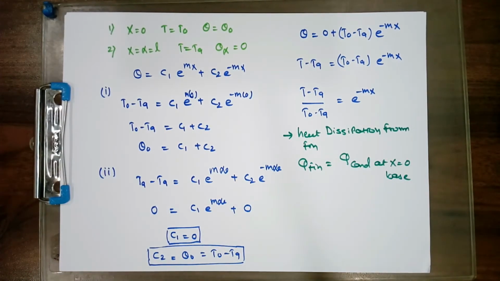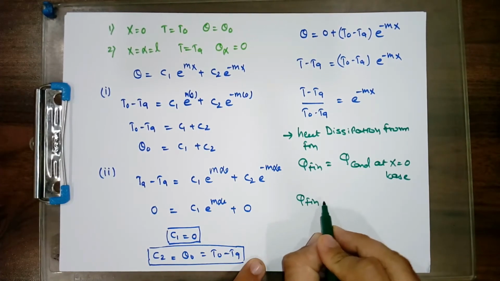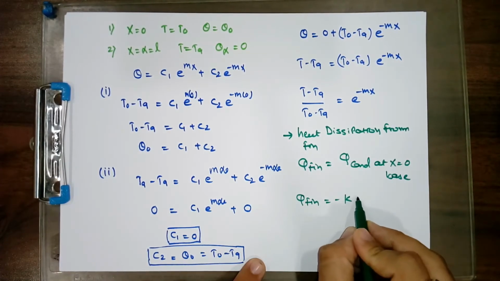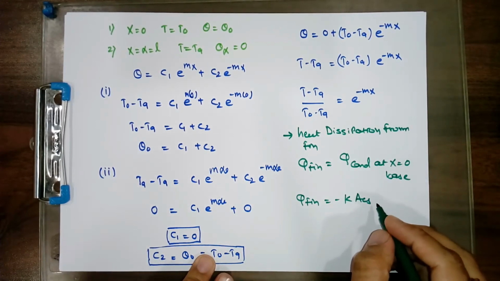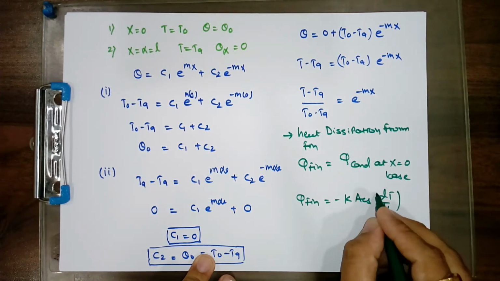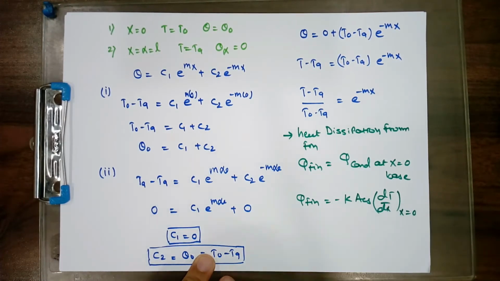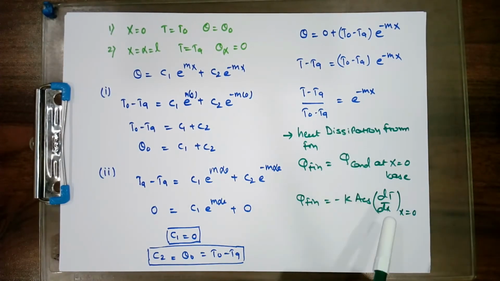So now we can write the equations. Q fin equals minus K ACS into dT by dx at x equals 0. From this equation we can find dT by dx, and then we put this value over here, we get the Q fin. So let us go for that.